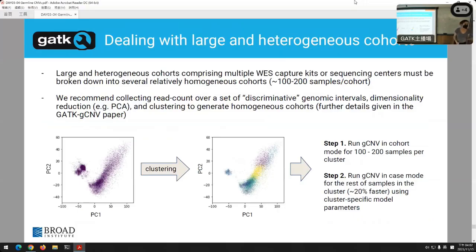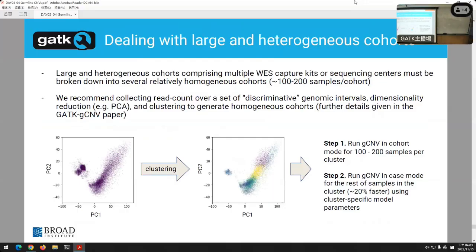So we have a method that we recommend in order to do this: collect read count over a set of intervals, perform PCA, and then cluster on top of that PCA to partition your samples into clusters. And then for each cluster, run GCNV in cohort mode to train the model on about 100 or 200 samples from that cluster. And then you can run case mode on the rest of the samples in that cluster.